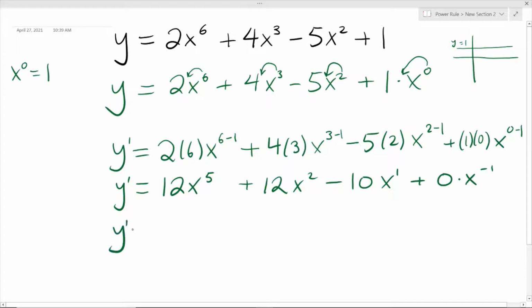So y prime is equal to, we're going to simplify this, so I'm just going to copy everything else.